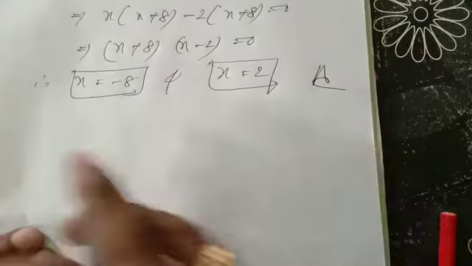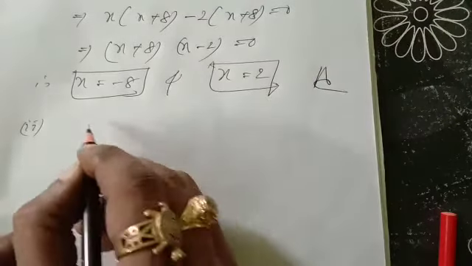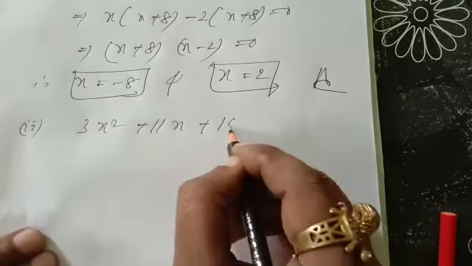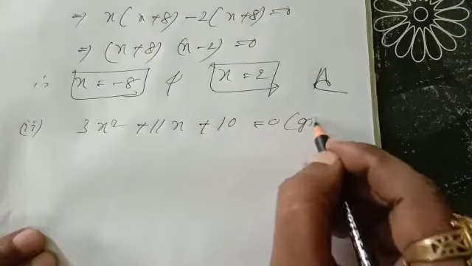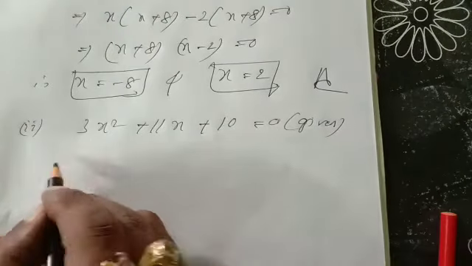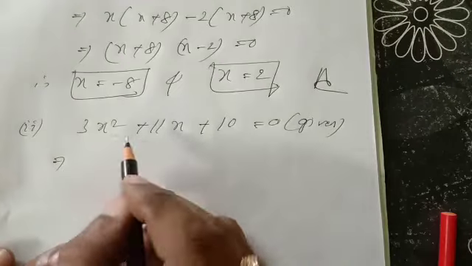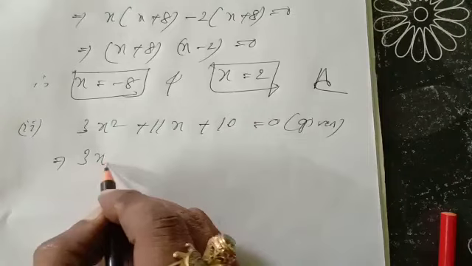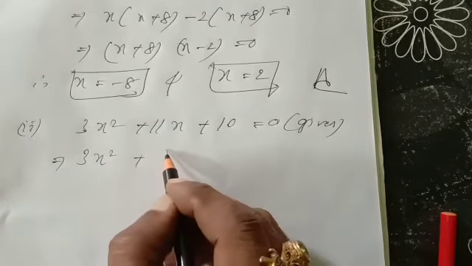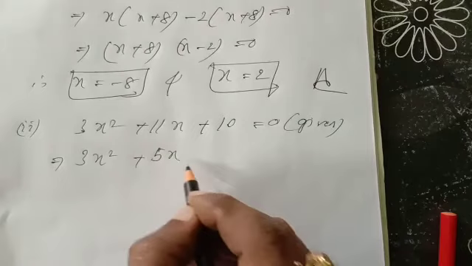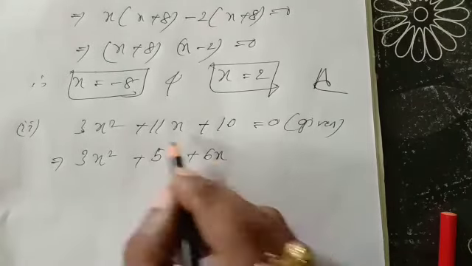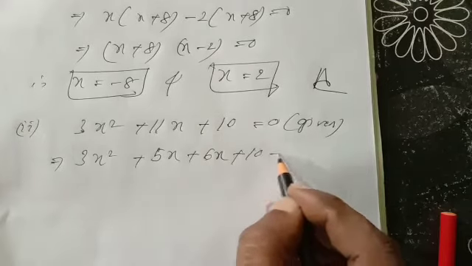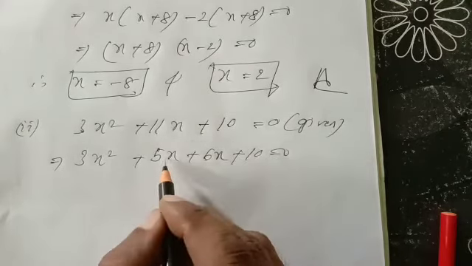Let us go to the second part. The question given is 3x square plus 11x plus 10 equal to 0. This is the quadratic equation given and you have to solve by factorization method. You have to select two numbers whose multiplication is 3 into 10, that is 30, and addition is 11. What are the numbers? That will be 5x and 6x. If you add you get plus 11, if you multiply you get plus 30, and this is plus 10 equal to 0. The middle term is broken into 5x plus 6x.